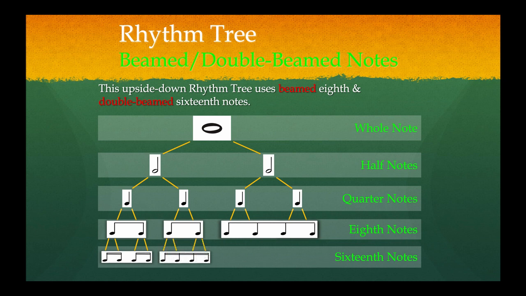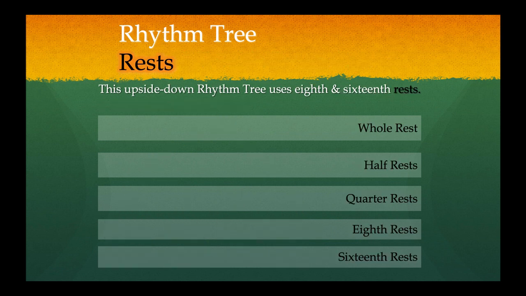Here's what it would look like if we put 4 16th notes together with the double beams. It doesn't change the value of the 16th notes. If you count just the note heads of the 16th notes, you'll see that there's still 16 of them there. Now let's take a look at rests.